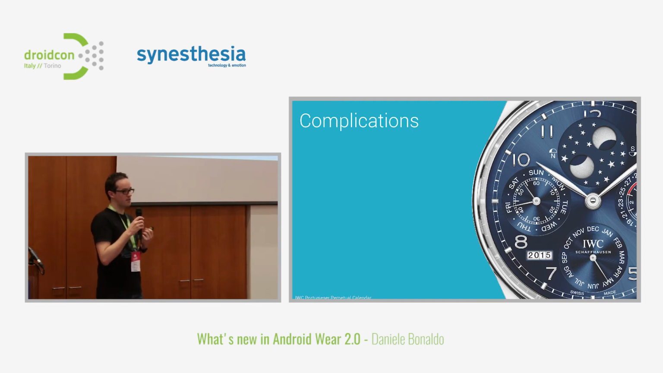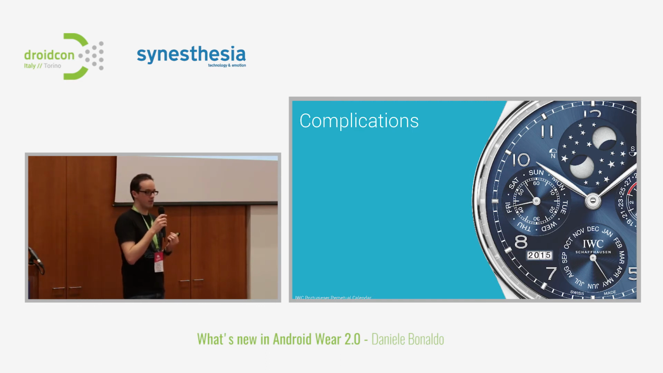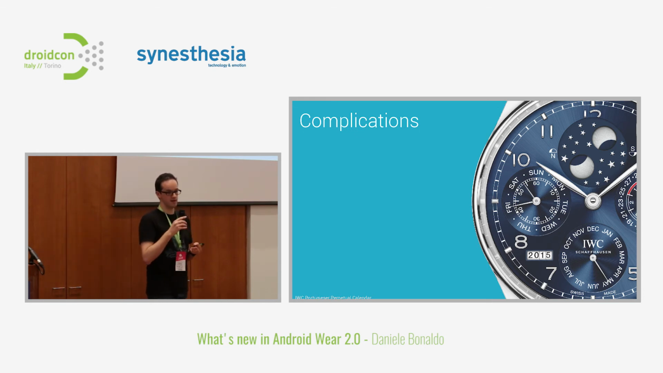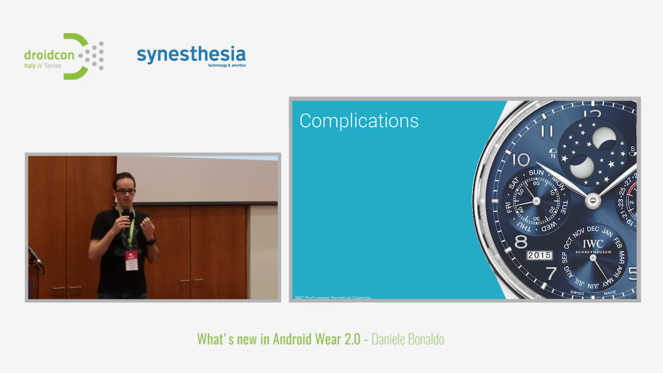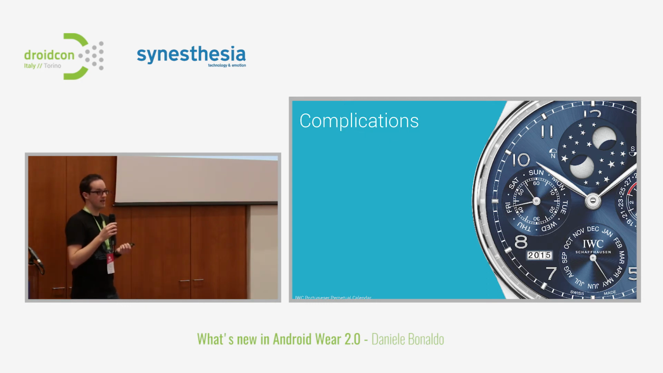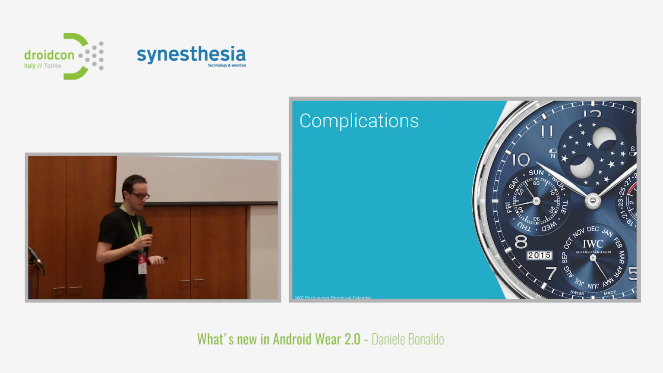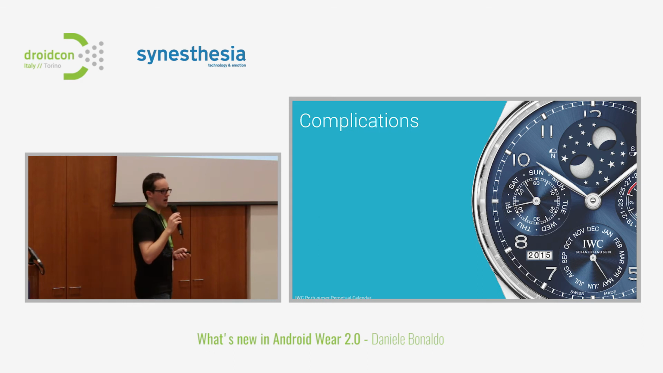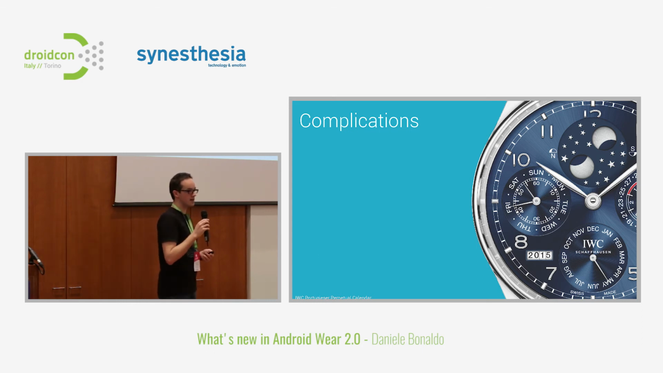Watch faces are displayed when the phone is idle, when the user is not using it, and so they are displayed for most of the time. You can think of watch faces as wallpaper, desktop wallpaper for your watch. What Android Wear 2 adds are the so-called complications.